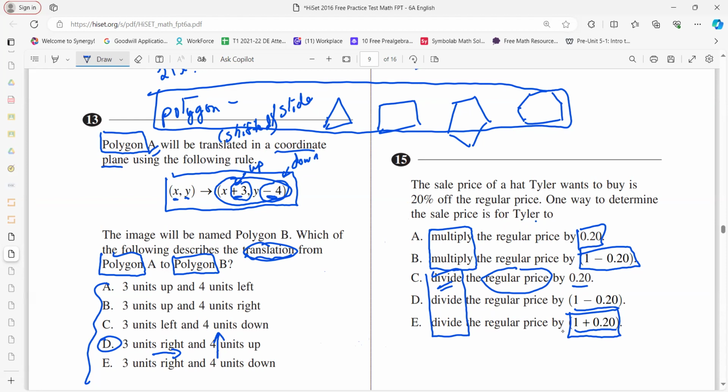So that kind of tells me that the dividing idea is not what we're looking for. So we're actually multiplying, because we want to find the price of just 20%. We want to know what the actual sale price is. So let's try the multiplying this time.